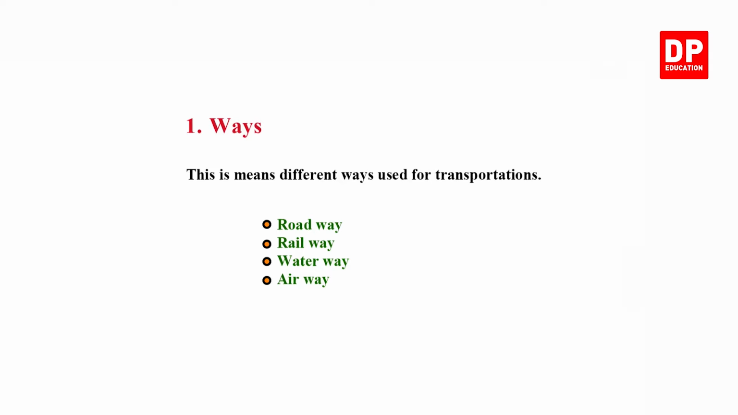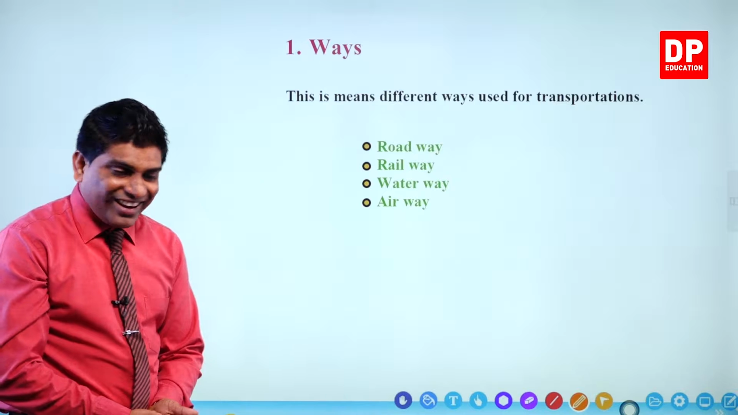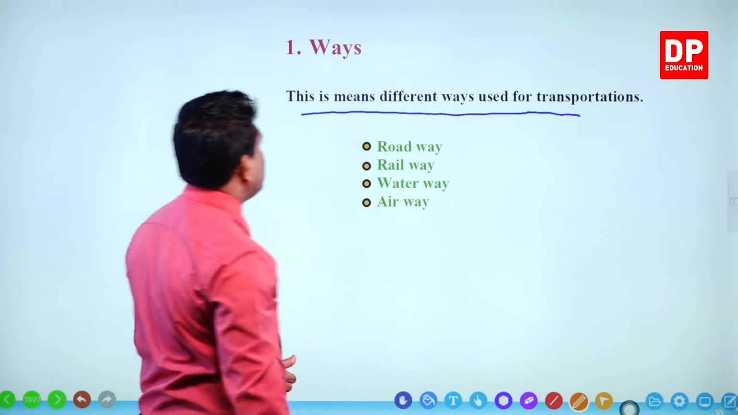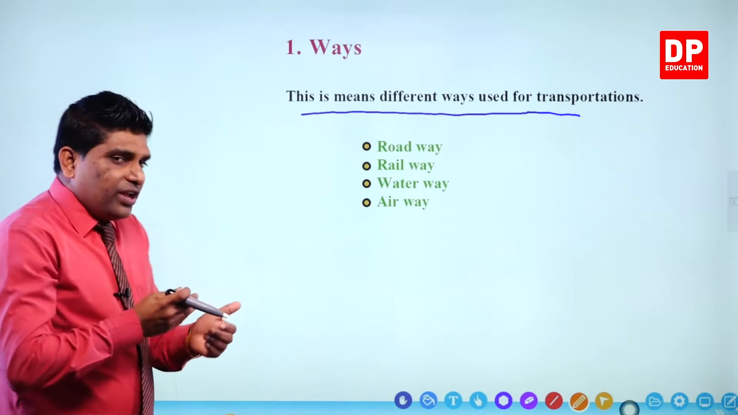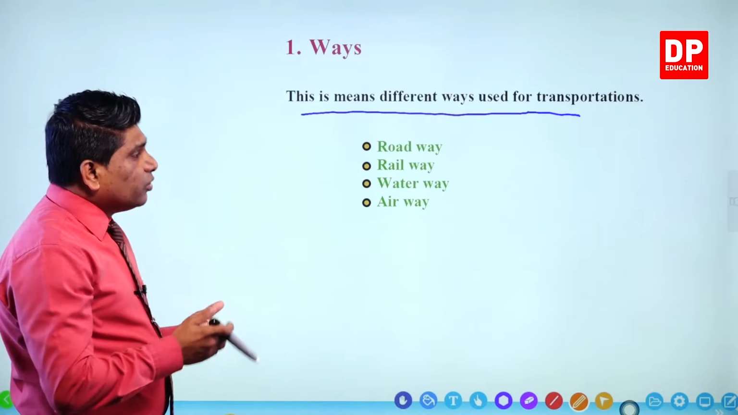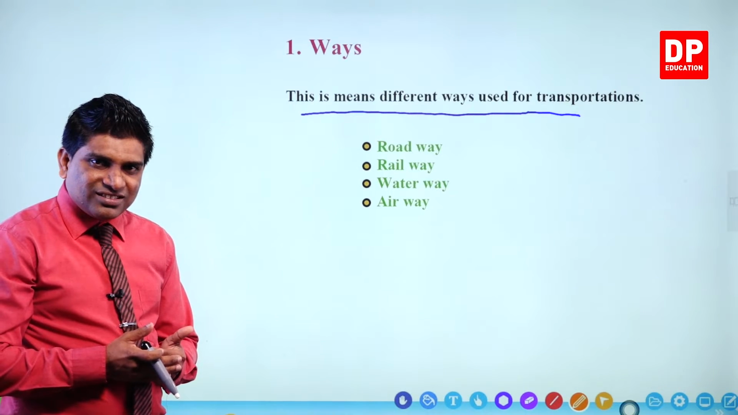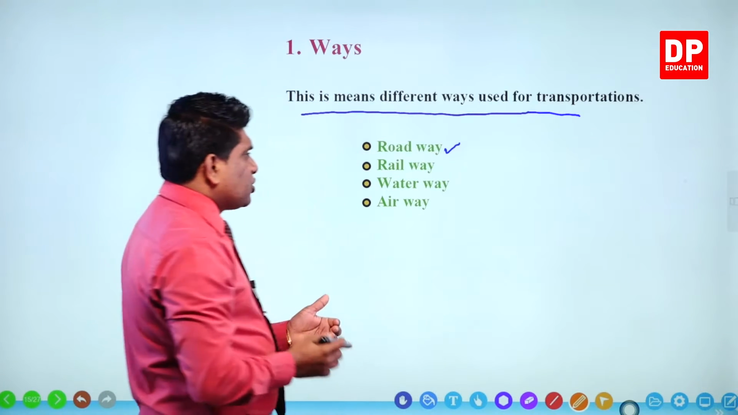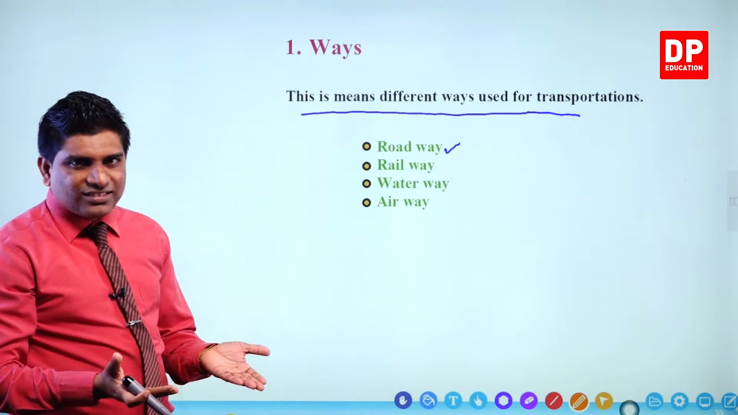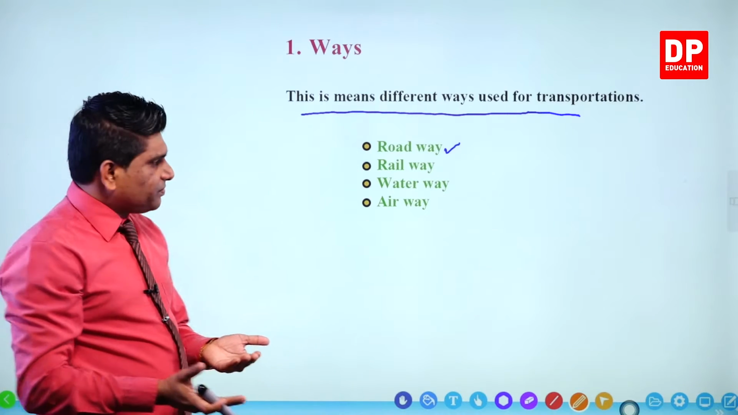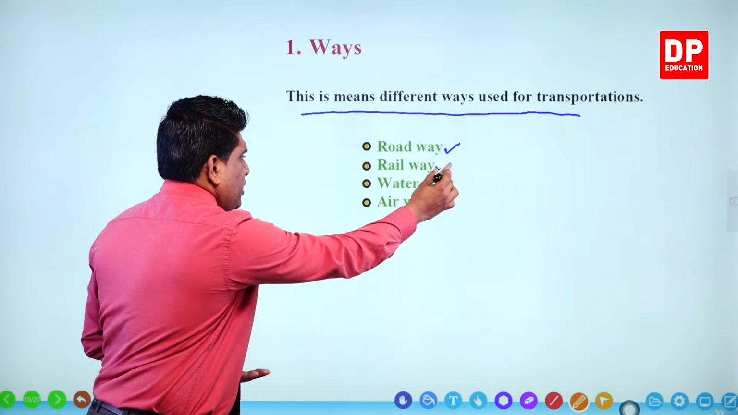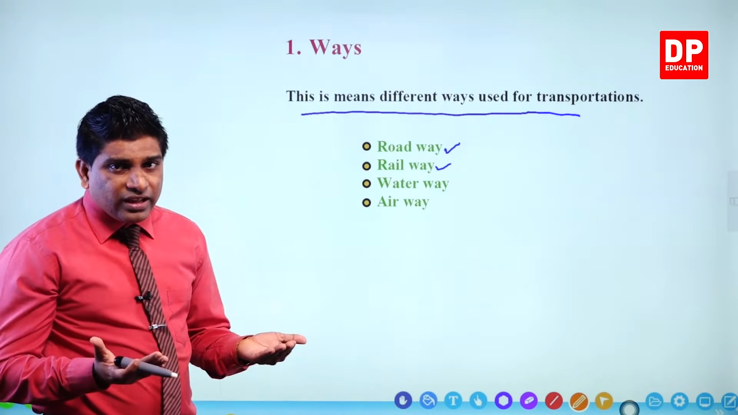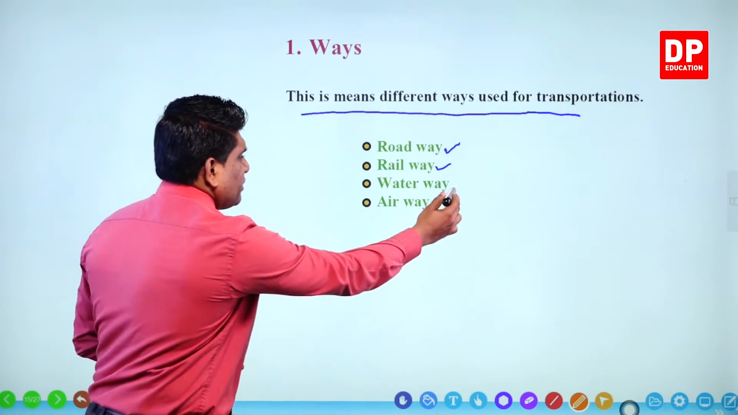Ways. What is the way? We can use different ways, right? This means different ways used for transportation. What do you mean by ways? Different ways used to do the transportation, right? Then roadway. We can transport our goods using the roadway, right? Railway. If you use the train, what is the way you use? Railway, right?